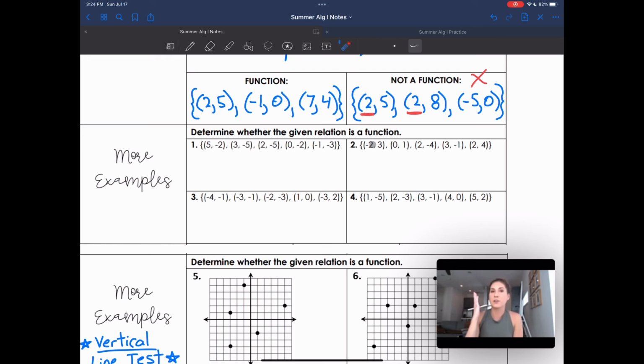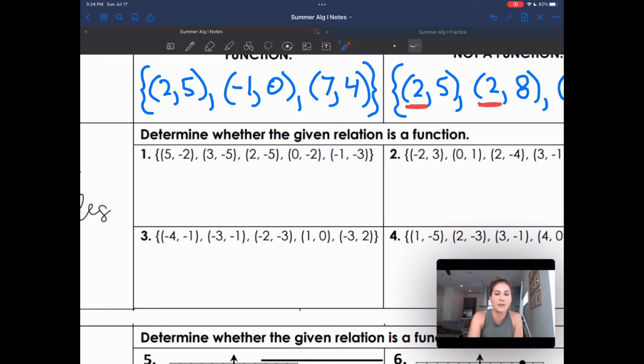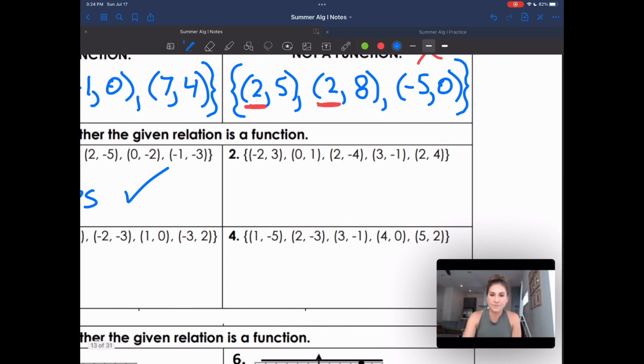So this is just either a yes or a no. So number 1, you want to look specifically, scan through and see if you see any repeating x values. I have a 5, a 3, a 2, a 0, a -1. That all checks out. They're all unique x's, none are repeating. So I would say, yes, this is a function. Cool. Yes, check mark.